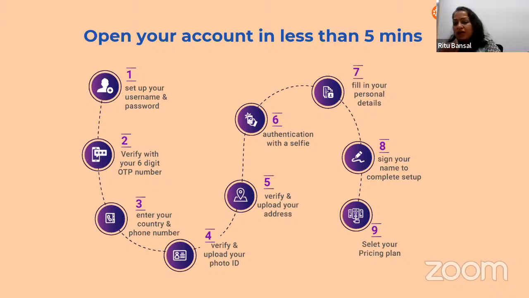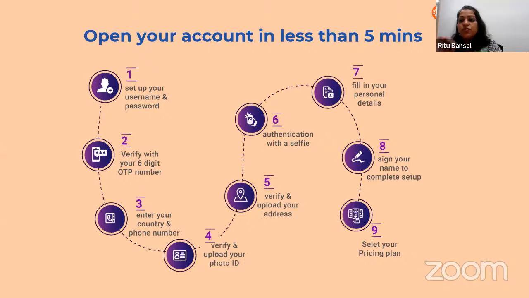You need to go on to the IIFL site, go on to the Go Global account. All that you have to do is set up your username. Just type in a username that you want, choose a password, verify your 6-digit code, which will go to your email. You then need to enter your country of residence, your phone number, upload either a PAN or an Aadhaar. Either of the two will do. Then you need to just authenticate with a selfie.